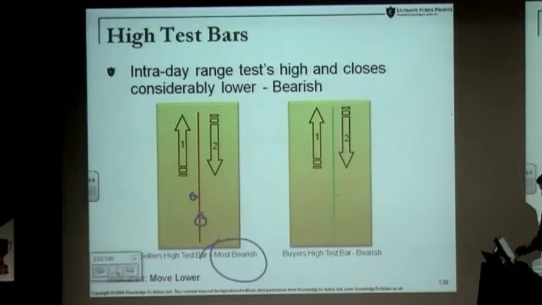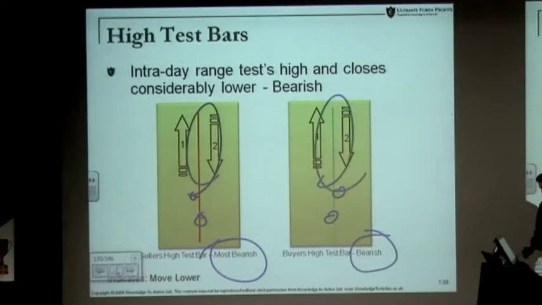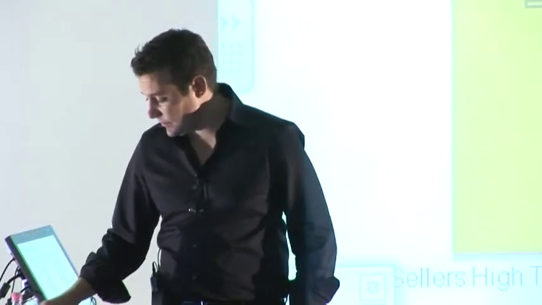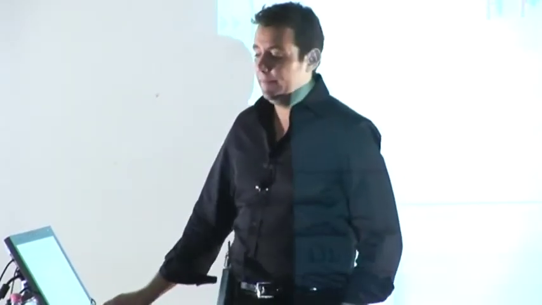This makes sense? So it's actually a seller high test bar. That's the most bearish. This is a buyer high test bar. It's still bearish. Do you see the difference? Obviously the difference is one's a buyer bar, one's a seller bar. But the key thing is this, they both have the tail at the top. See if you can find them.